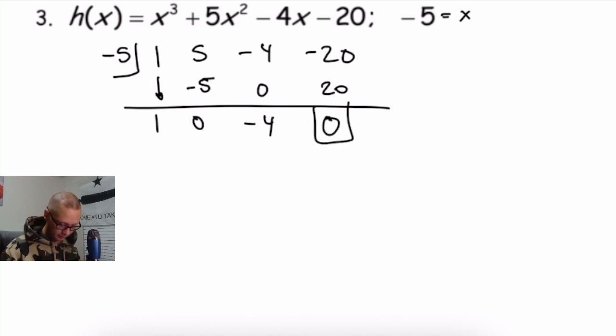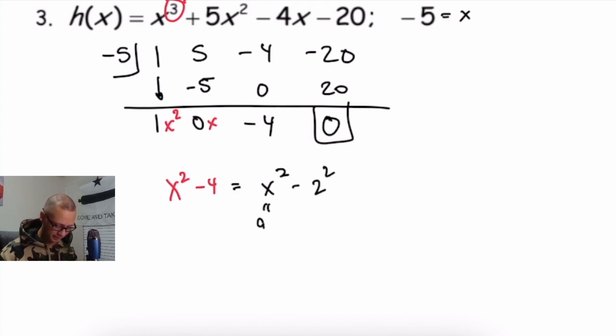Okay. So again, 3rd degree, 3 roots. So if it was x cubed, now it's x squared, because we decrease it by 1. So we're going to get x squared minus 4, because this is just x. Okay, so we can factor this. This is definitely a difference of squares, because we could rewrite this as x squared minus 2 squared. And now x is a, 2 is b. So it's going to be x plus 2, x minus 2.